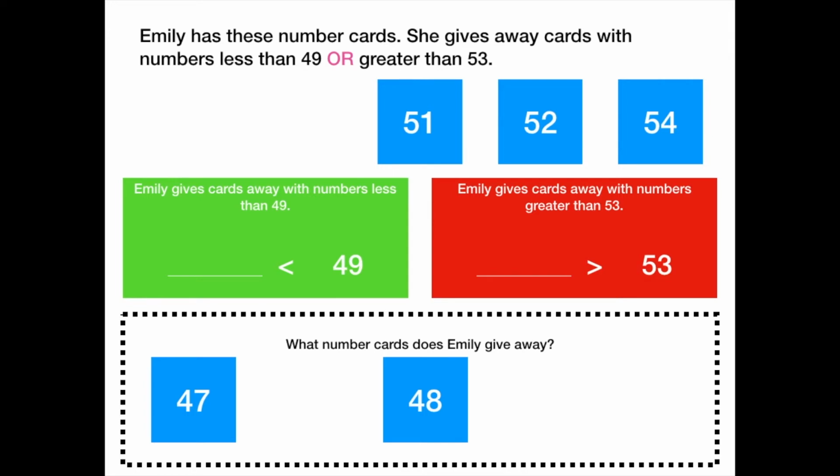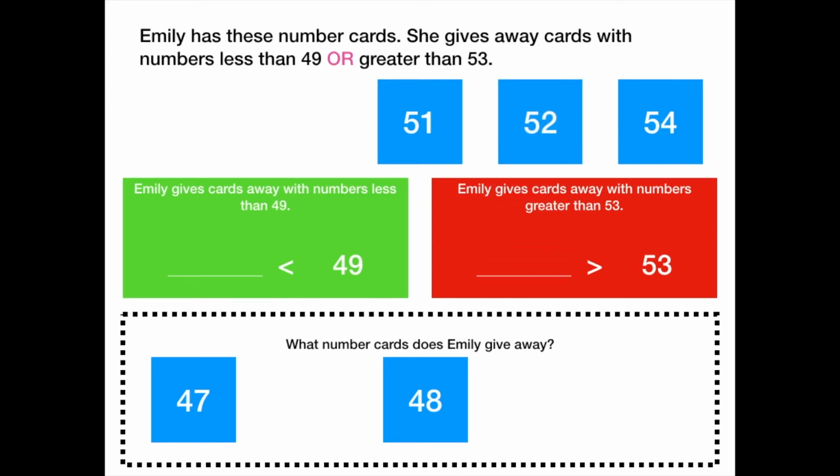The next number is 51. Let's try it. Is 51 less than 49? It is not. But we can try the other one. Is 51 greater than 53? It is not. Or neither of those things are right. Then that's not one of the cards she gives away. Let's try the next card, 52. Is 52 less than 49? No. Is 52 greater than 53? No. So one of those things is not right.